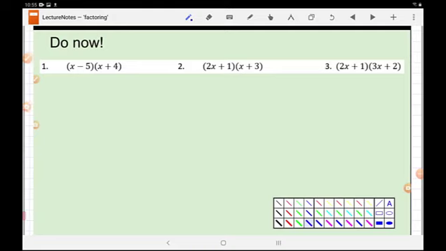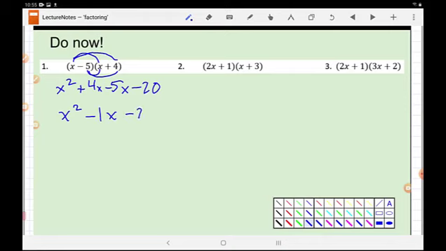Alright, first thing, let's multiply these binomials. So we're going to multiply the first term, so x times x, which is x squared. Then we're going to multiply the outer term, so x times the 4, which is 4x. Inner terms, negative 5x. And last terms, negative 20. So my answer for this problem: x squared, negative 1x, subtract 20. Perfect.